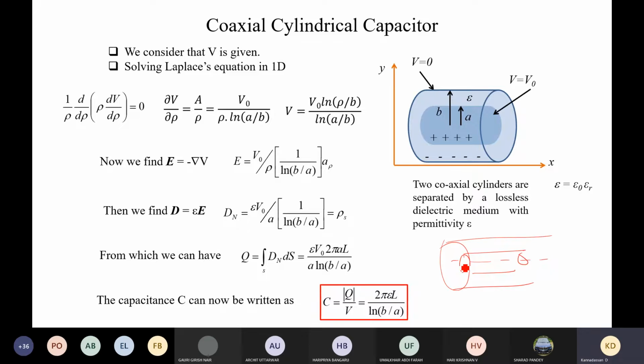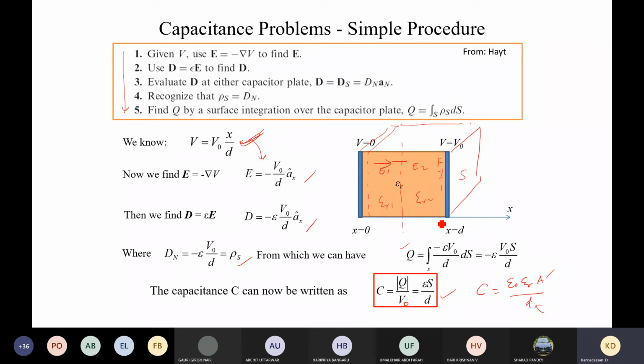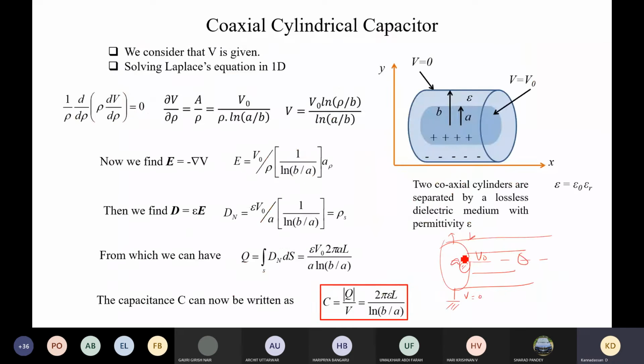One has a radius of A, another one has a radius of B. And this middle one is going to be applied with the potential of V naught. And the outer one is simply grounded, which means it has a potential of 0. In that case, what about the total capacitance between these two? Like how this problem was a simple rectangle structure, this is a cylindrical structure. So how to solve that?